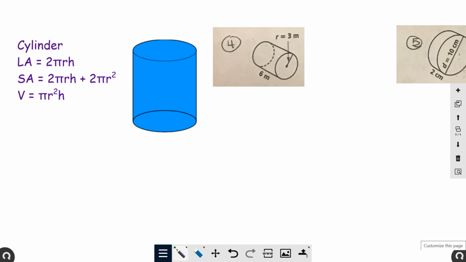Now, with a cylinder, you have R and H in there. Those are your only variables. What does R stand for? Radius, and H stands for height. So this is R, and this is H. H is the overall height from base to base, so from circle to circle. R is the radius of the circle.